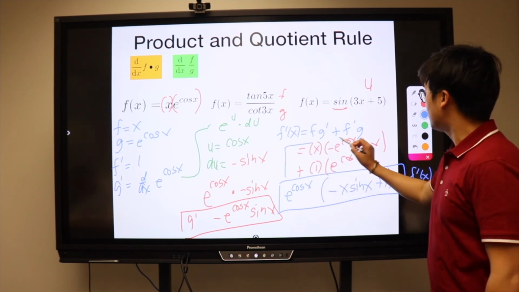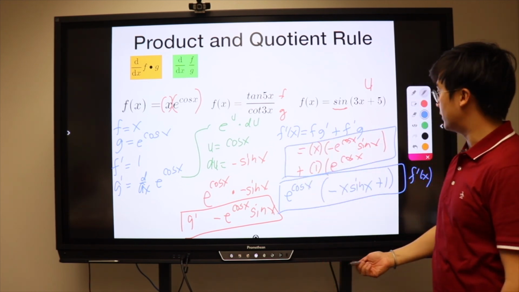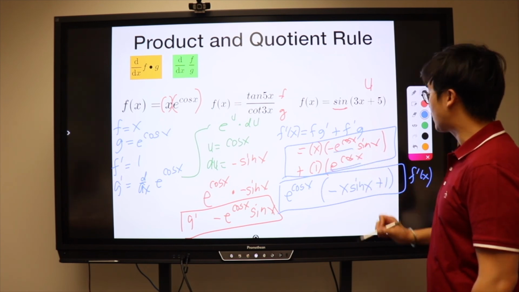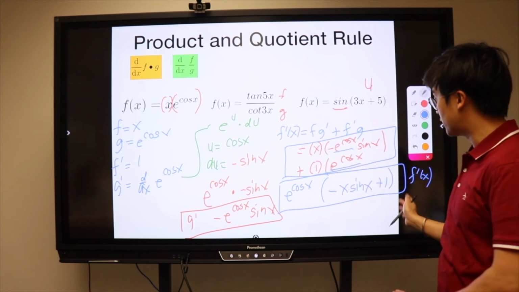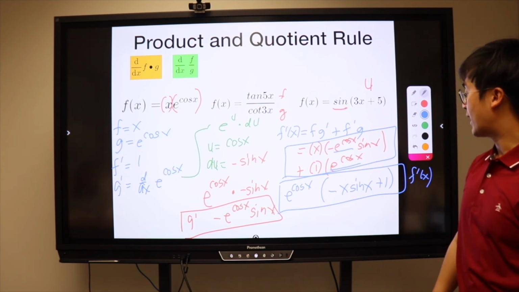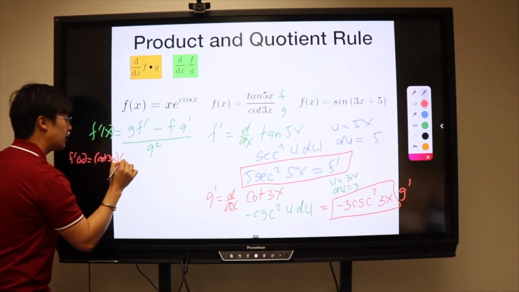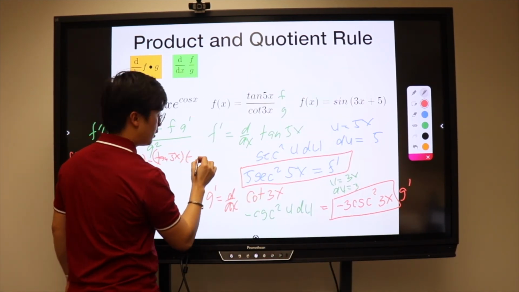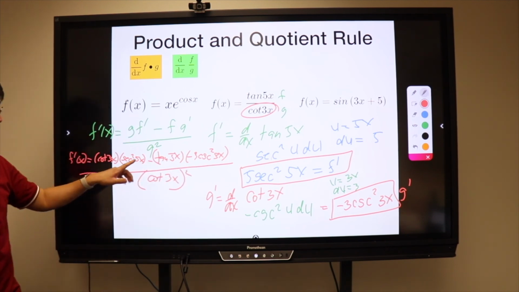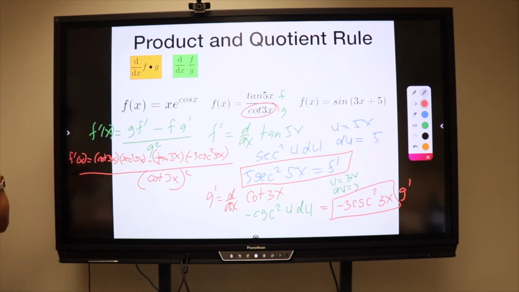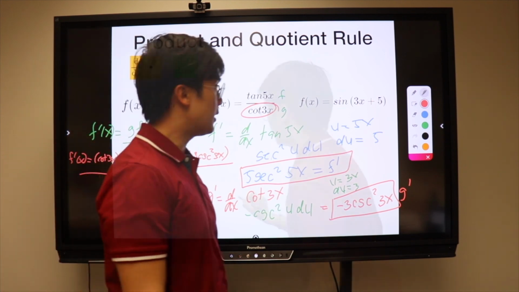So this one is already the derivative, but if I want to be adventurous, I can factor out the e cosine x because it's common to the first term and the second term. So now I'm left with negative x sine x. And putting this together, it's cotangent 3x secant squared 5x plus 3 tan 5x cosecant squared 3x all over cotangent squared 3x. I mean, that's another version of it, but this is already acceptable.